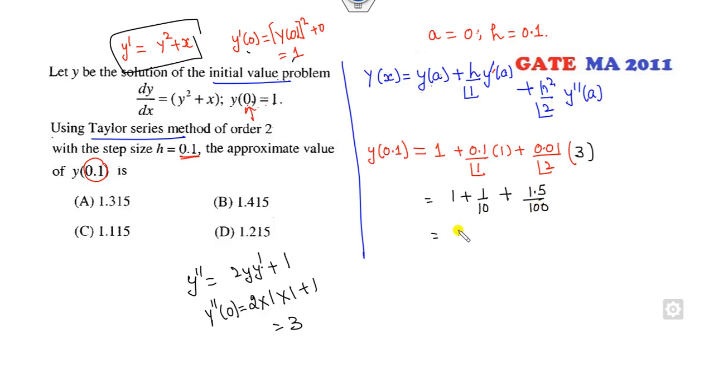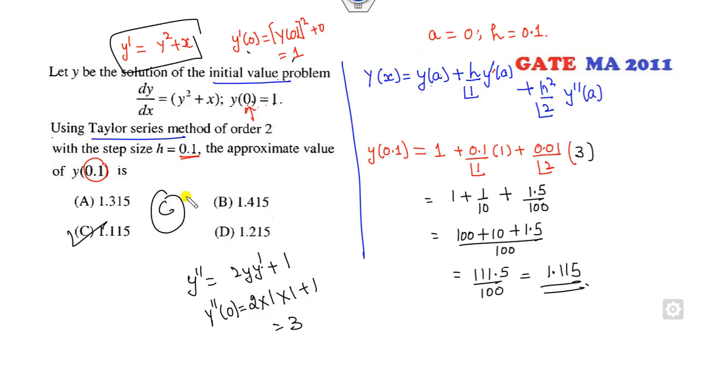Now if you take the LCM, it's a 100 plus 10 plus 1.5 over 100. So it's a 1.5 over 100. So what is the right answer of this? 1.115 is my right answer of the problem.